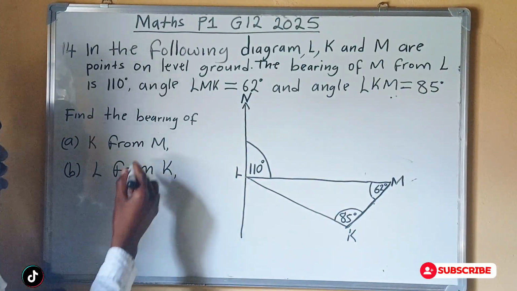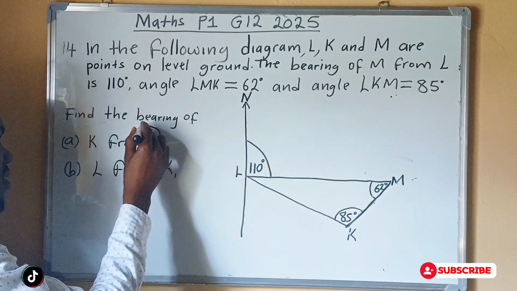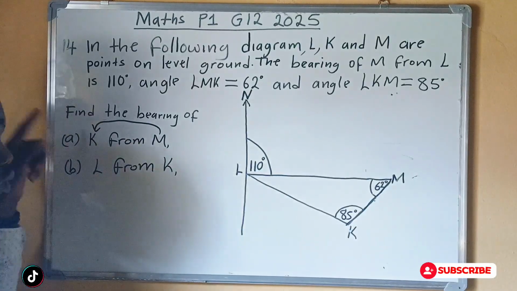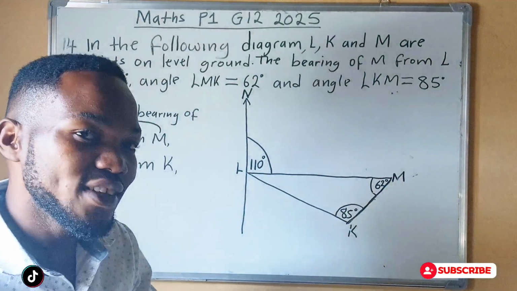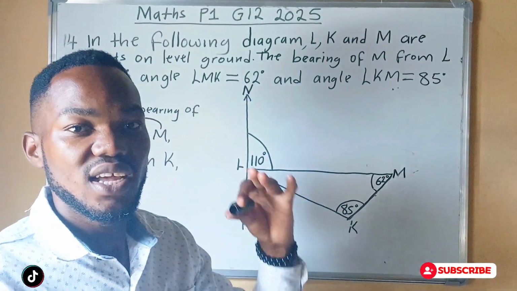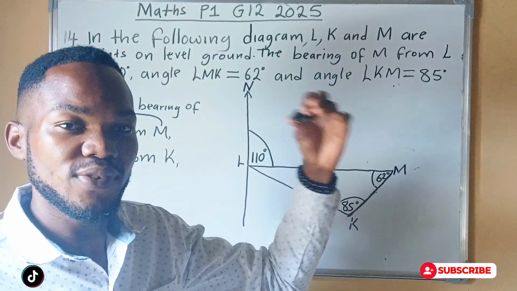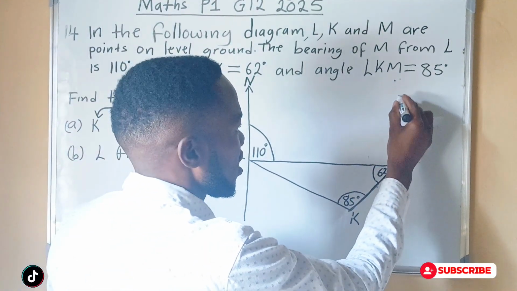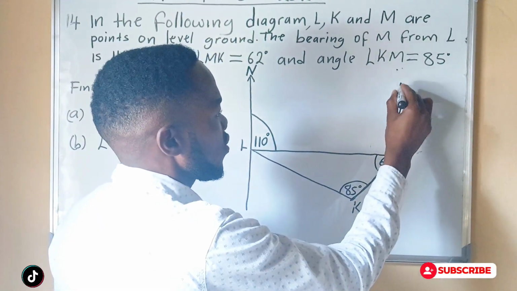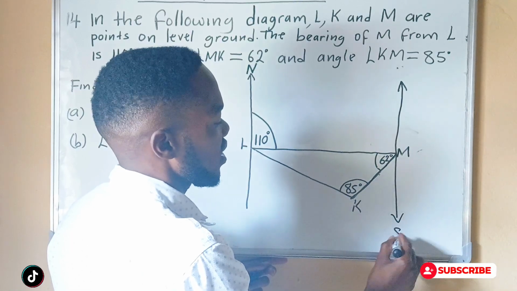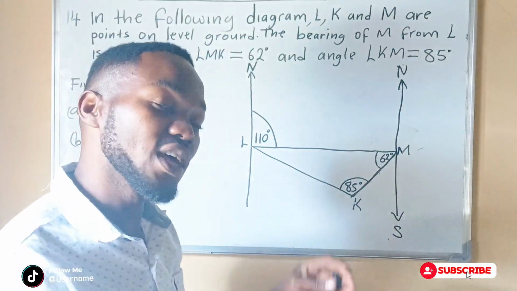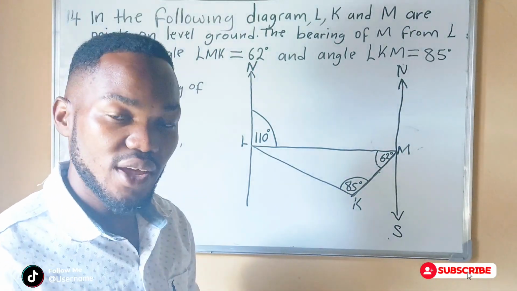So that means you have to understand where you are coming from. You start from M to go to K. So at point M, you have to put a north sign. Where you are coming from, you must always put a north side. You can also put a south and north side, like the compass. And you must always move in a clockwise direction, the way the watch moves.